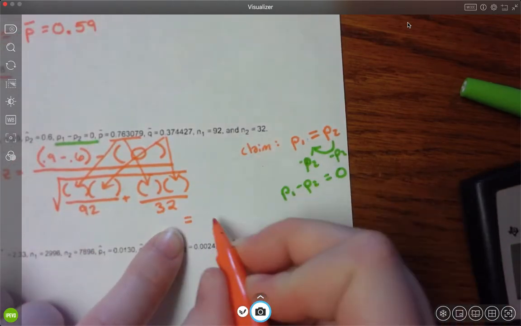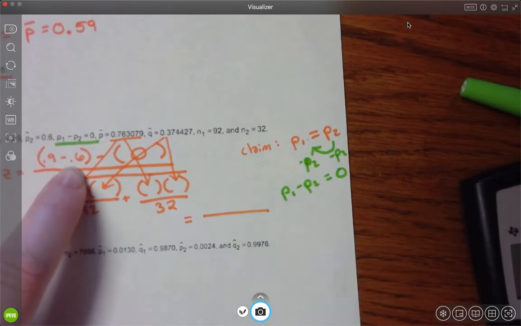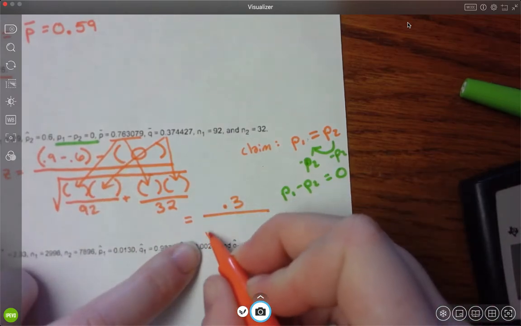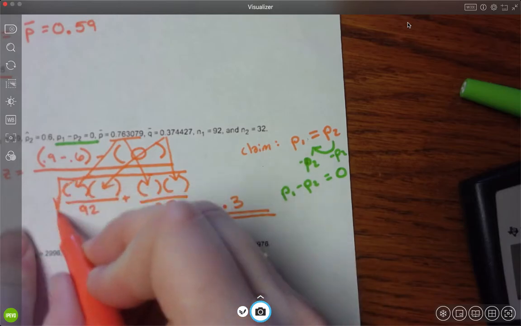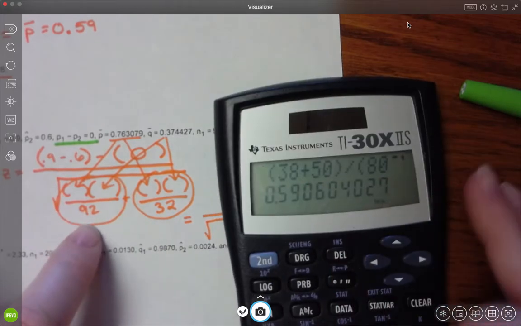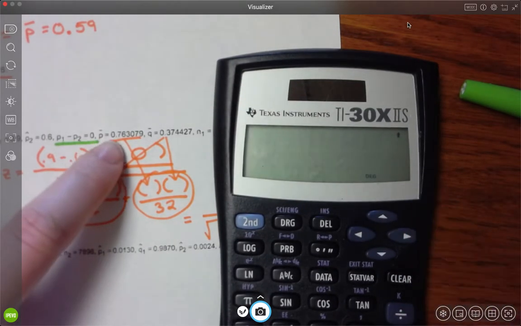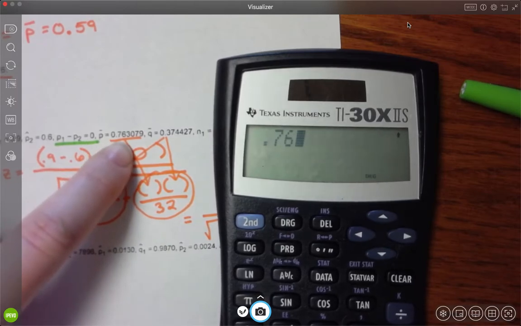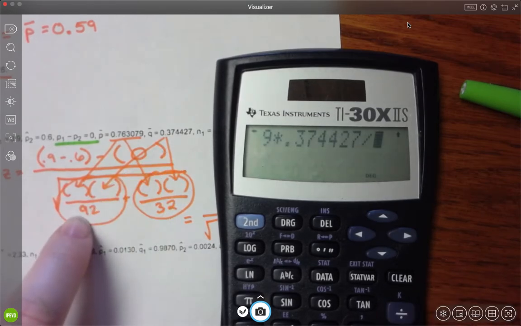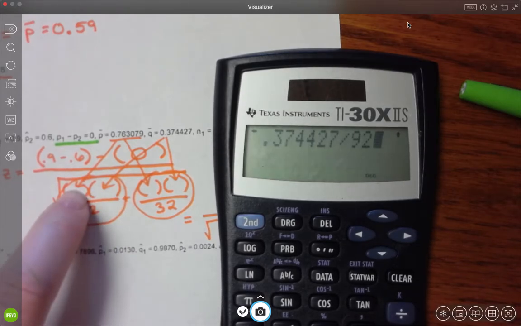Okay, so I'm going to do the top part. 0.9 minus 0.6 minus 0 basically is just going to be 0.3. That's all I have on the top, but then on the bottom I have the square root of, I'm going to do this chunk here plus this chunk here. Okay, so when I do that first chunk, I'm taking 0.763079 times 0.374427, and I'm dividing that by 92. I don't necessarily have to do parentheses in that case because it's going to follow the order of operations. Multiply, then divide. That's what I get for the first one.